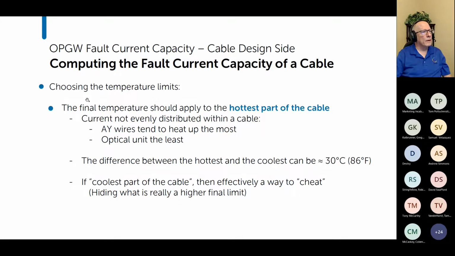So another comment is that final temperature should apply to the hottest part of the cable. This is just for rules keeping purposes. We'll explain why in just one moment.